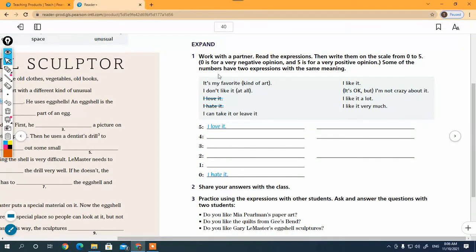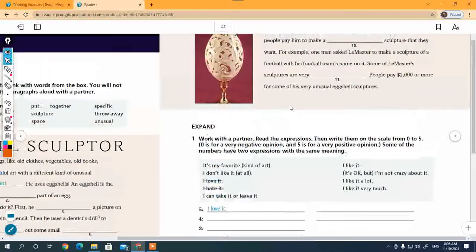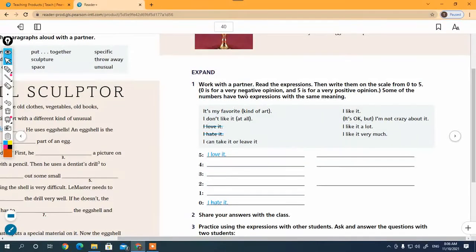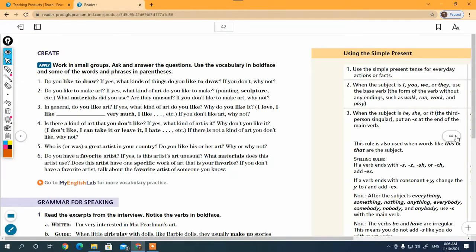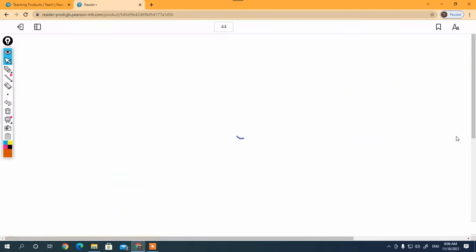this activity on page 40, which is using expressions for negative opinions and positive opinions. We're going to check this. Then we're going to go to pages 45 and 46.